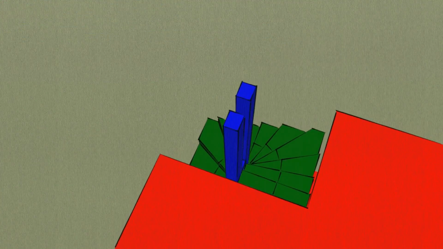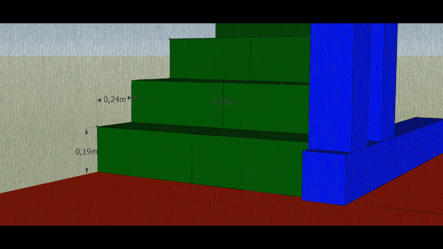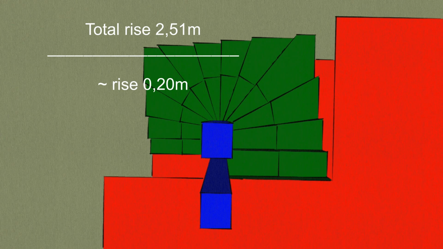I often build things with only hand-drawn plans, but this time I made a SketchUp model. It's easier to make sure that everything fits. The rise of the steps will be 19 centimeters and they will be 94 centimeters wide. The run, that's how deep they are, will be 24 centimeters, not counting a little undercut of 5 centimeters. I came up with these dimensions after a few calculations.